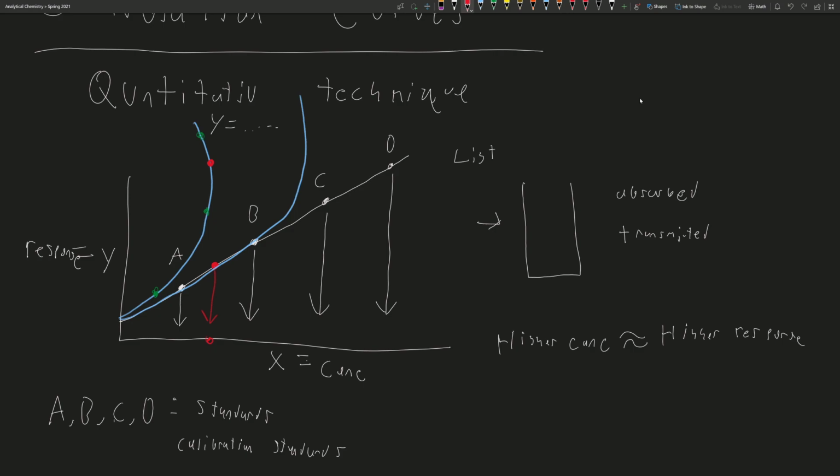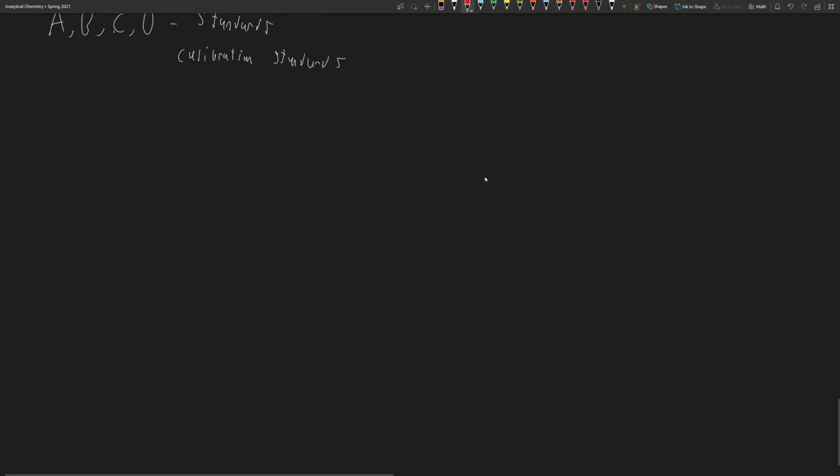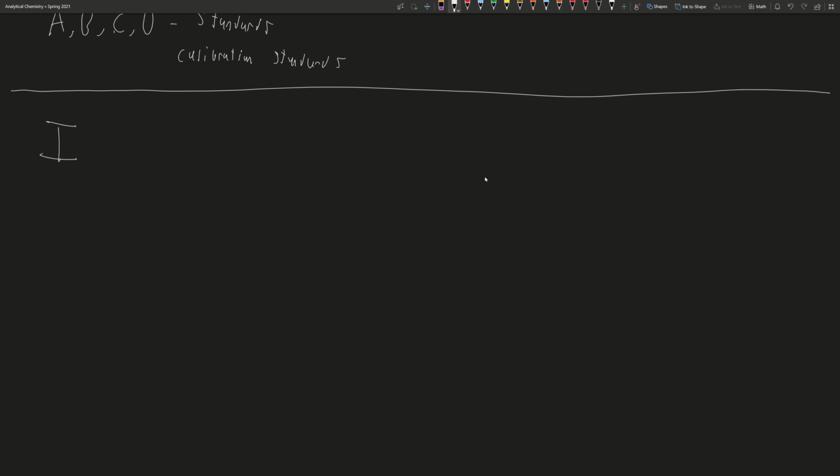We are going to be creating these lines. Then we are going to be creating equations from these lines. And then we are going to be solving for an x value based upon a y value. Let me discuss the 3 different methods of doing this. First, we have what is known as external standards.